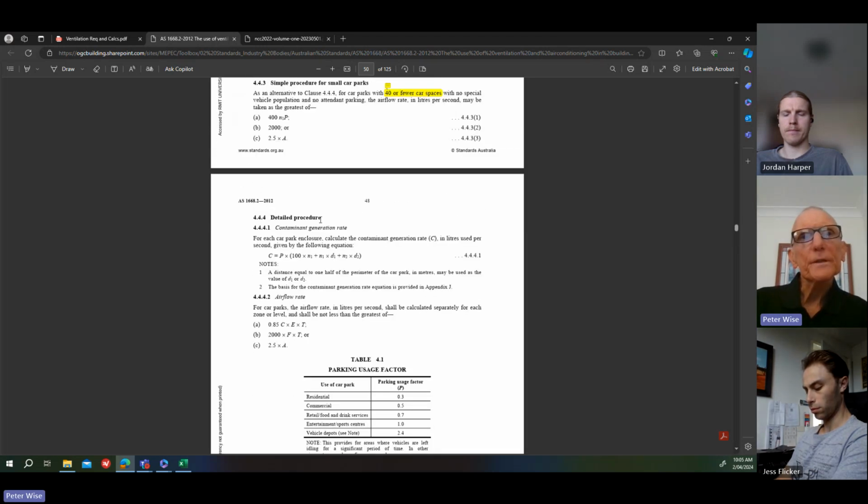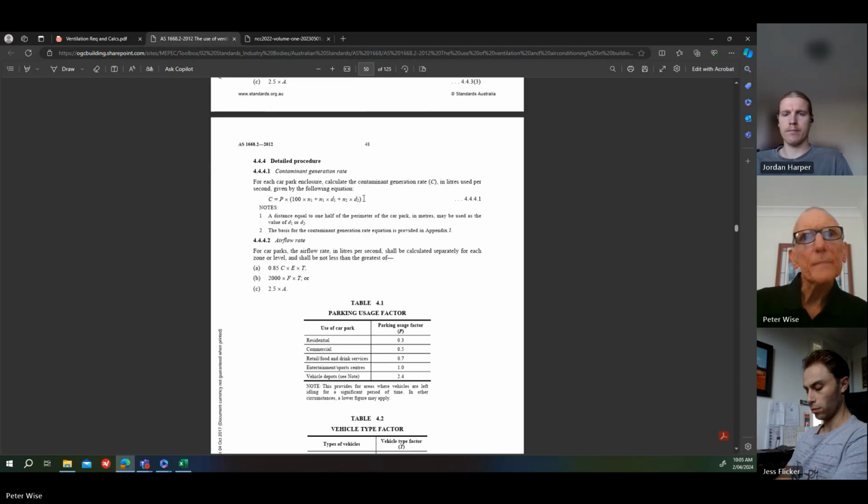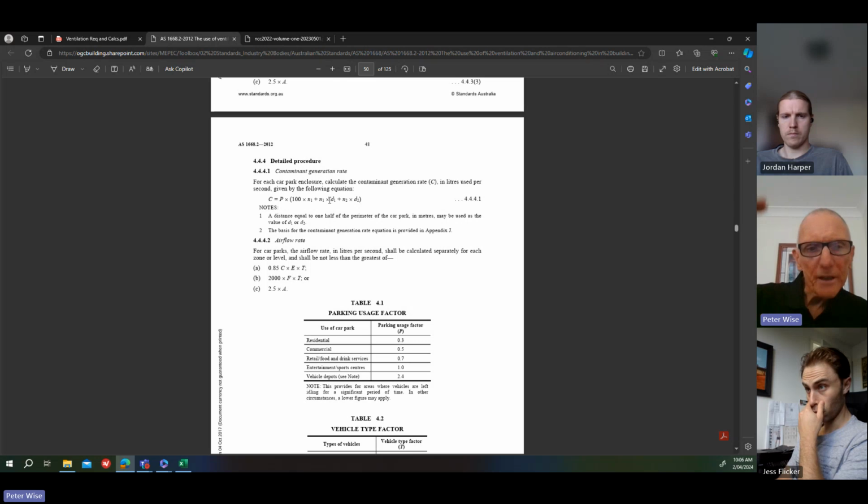So 444, now this is the one that you're going to be using most often. Firstly, we need to calculate a contaminant generation rate. So C is the contaminant generation rate. And P again is this parking usage factor from table 4.1. N1 is the number of car parking spaces in the area under consideration. So if you've got a multi-level car park, N1 is the number of spaces on the floor that you're looking at at the time that you're doing that calculation for the contaminant generation rate.